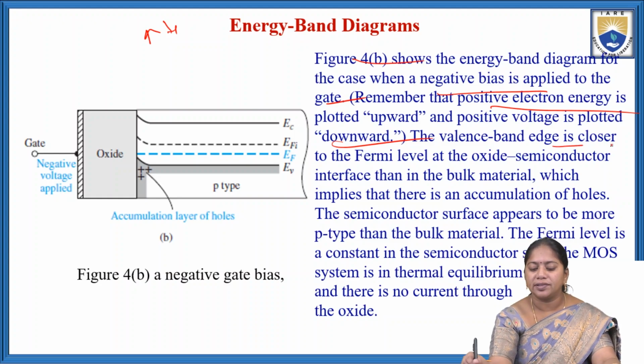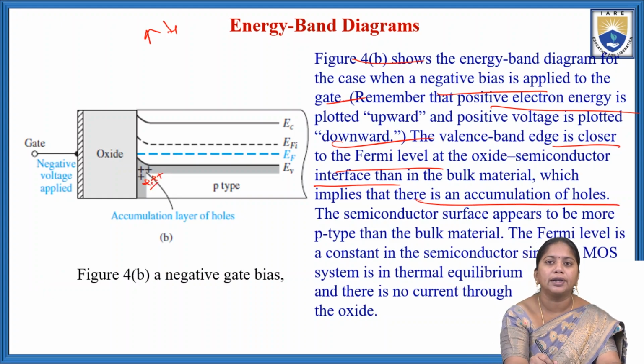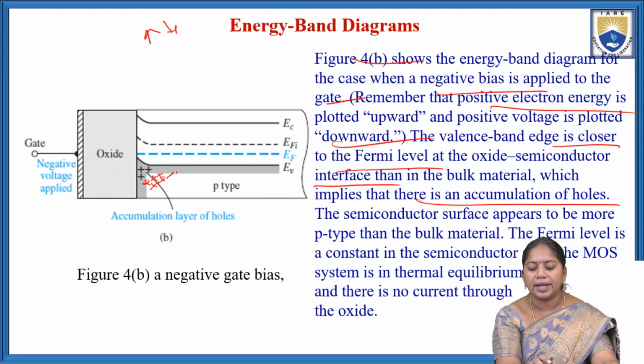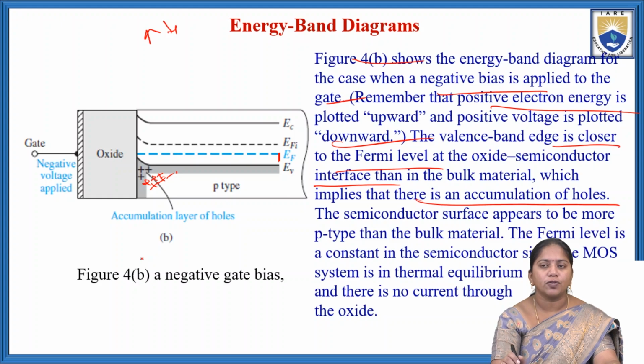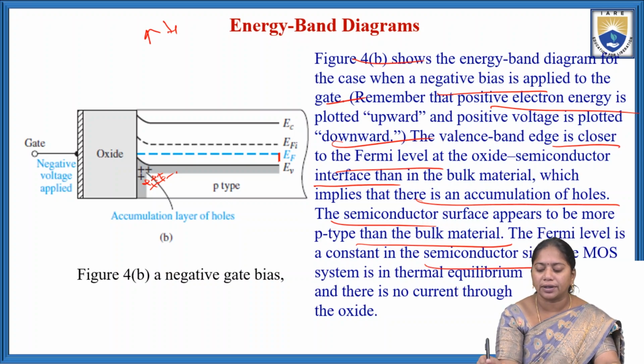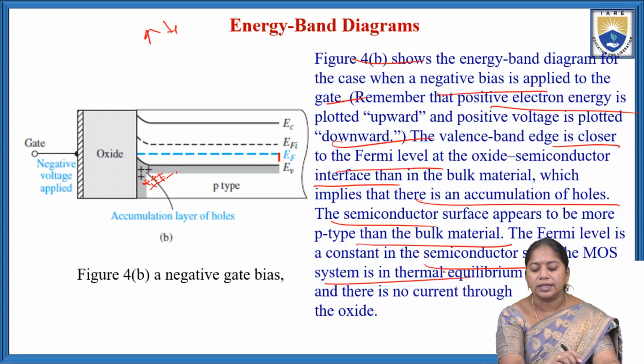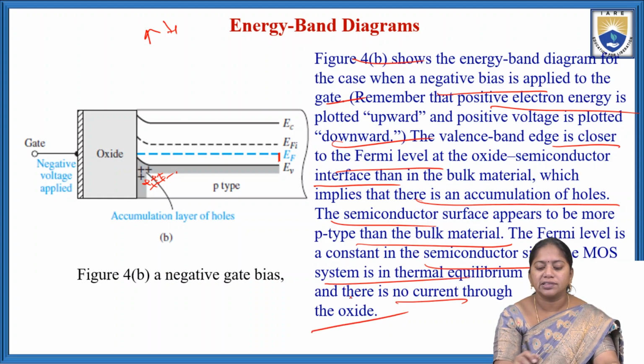The valence band edge is closer to the Fermi level at the oxide semiconductor interface than in the bulk material, which implies that there is an accumulation of holes. Here holes are accumulated. The semiconductor surface appears to be more p-type than the bulk material. The Fermi level is constant in the semiconductor since the MOS system is in thermal equilibrium, so there is no current through the oxide layer.